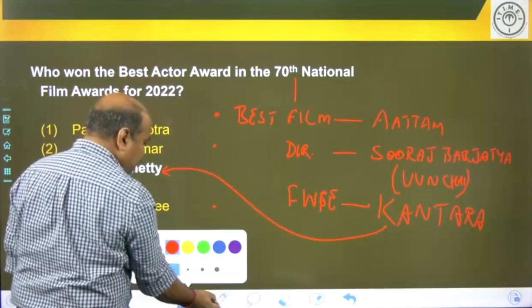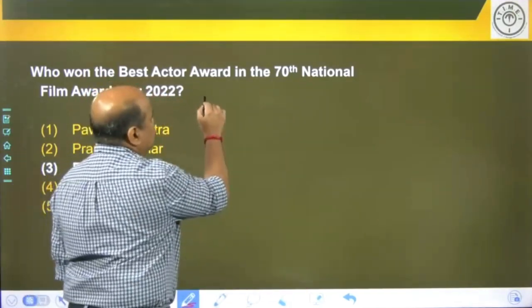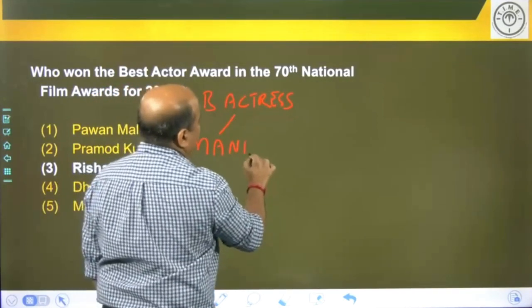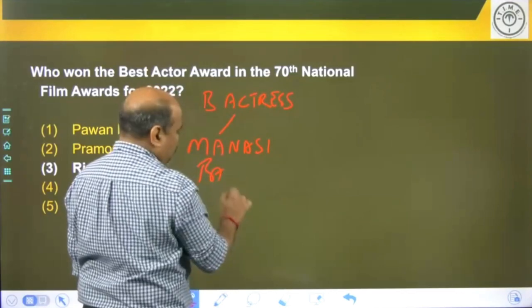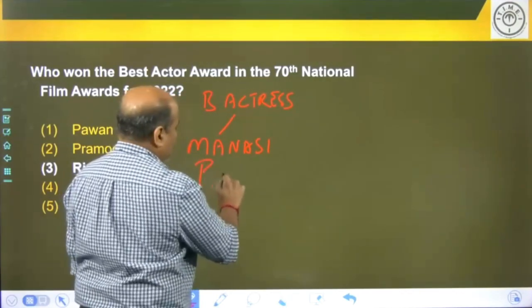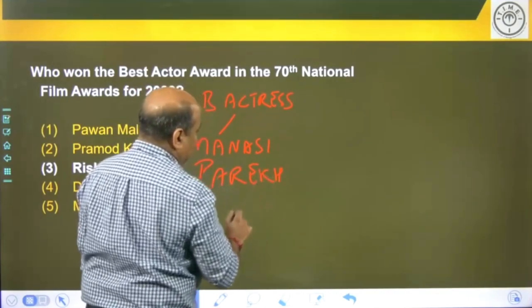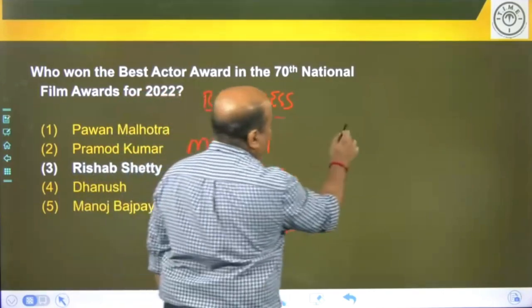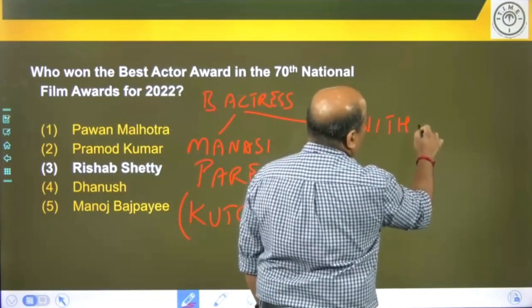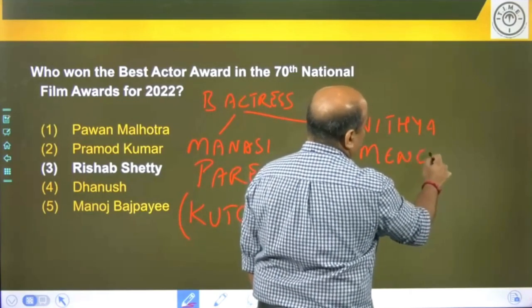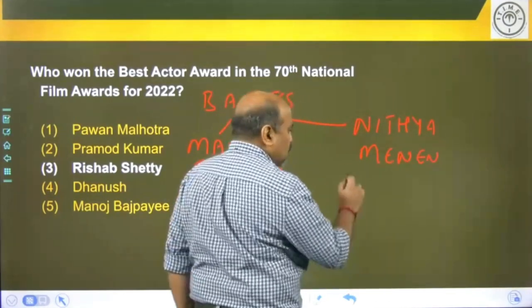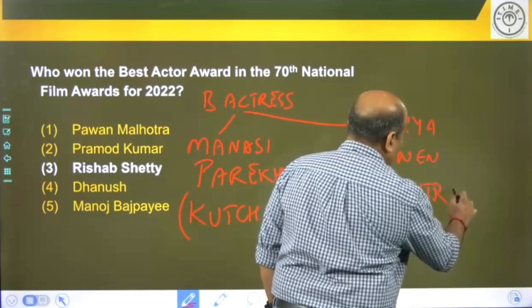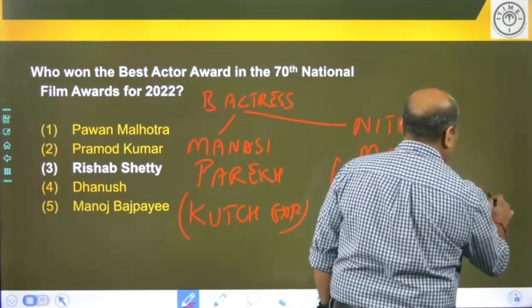For want of space, my friends, I'll just clear this. Best Actress, there were two. One, Manasi Parekh. She won it for a film called Kutch Express. And Nithya Menen. This is a spelling, Nithya Menen. She won for a Tamil film, a very entertaining film, Thiruchitrambalam. It stars Dhanush, I think. It's a very good film.